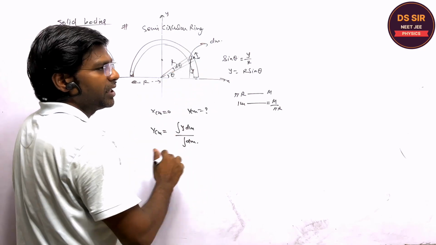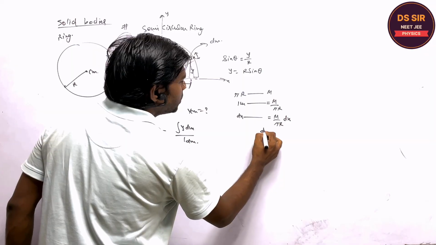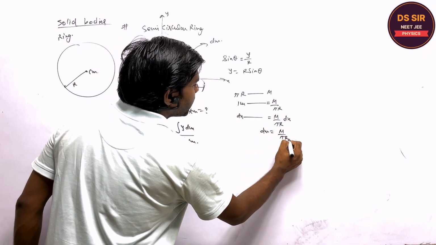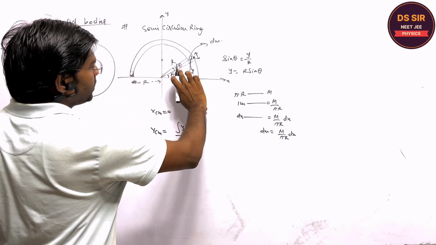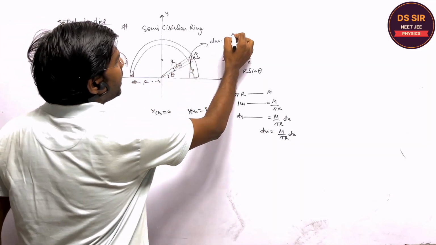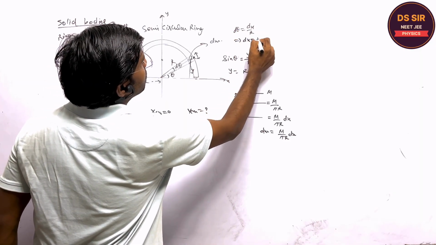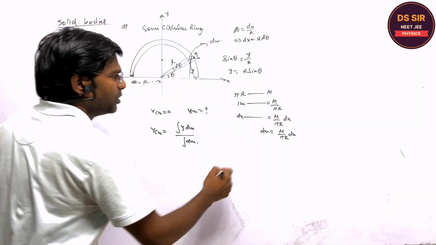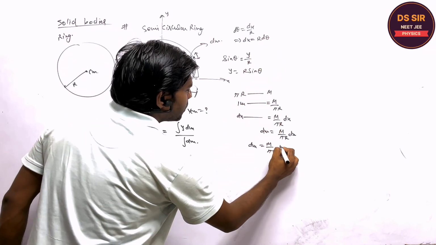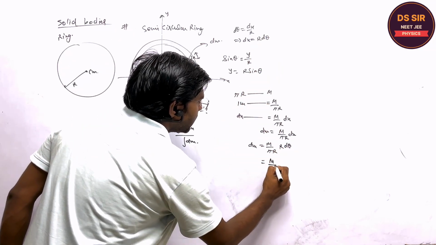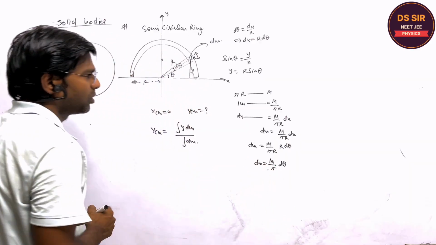For this dx meter length, mass is m upon pi r into dx. So this is the value of dm, m upon pi r into dx. Is it clear or not? Yes. Now, what is the relation between d theta and dx? Angle is equal to arc upon radius. So dx is equal to what? Say r d theta. So the dm mass may be written as m upon pi r into r d theta, so dm is m upon pi into d theta. Is it clear or not?